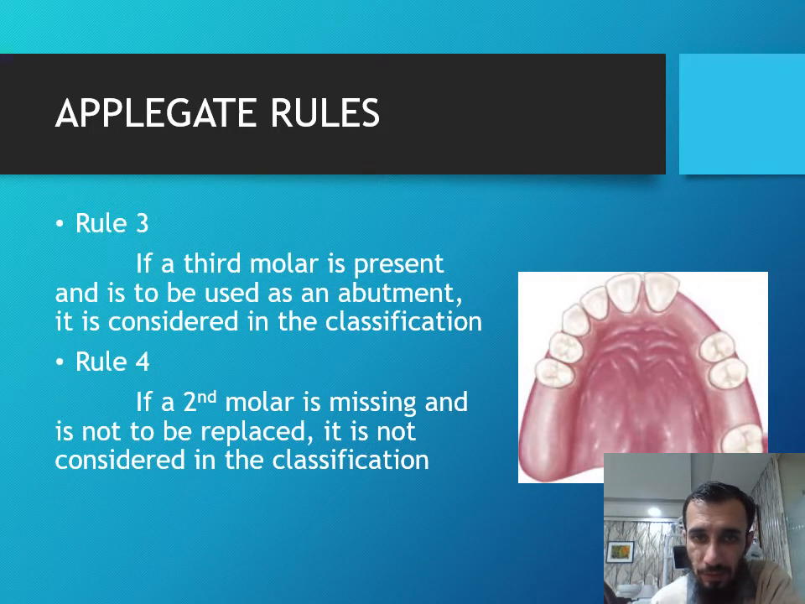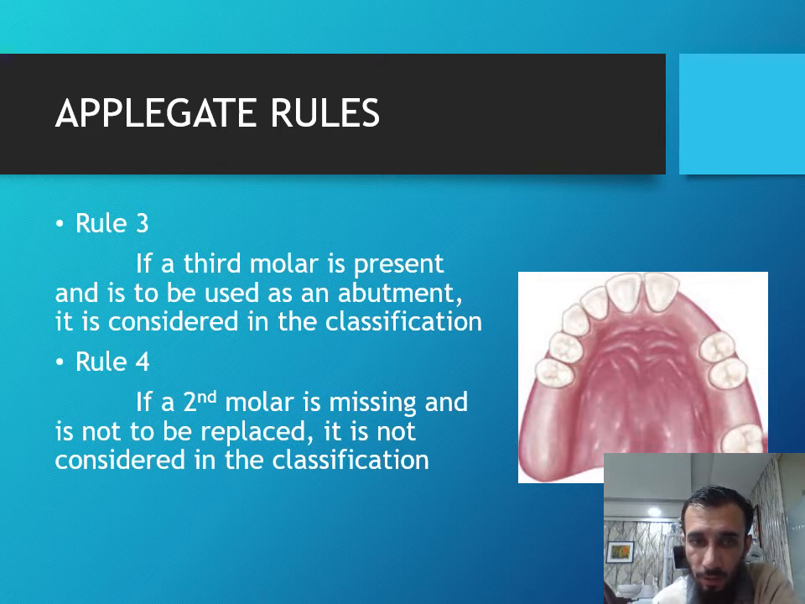And rule number three, if the third molar is present and is to be used as an abutment, then it is considered in the classification because you are applying some forces on it. Maybe you are using it for support and retention. There is a clasp assembly on it. So yes, if a third molar is being used, then it is considered in the classification.